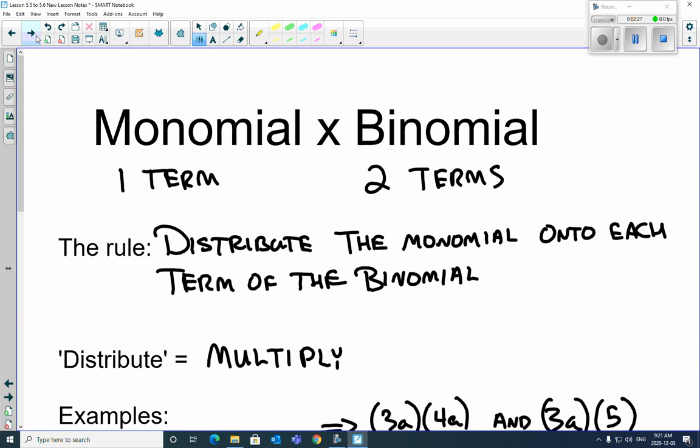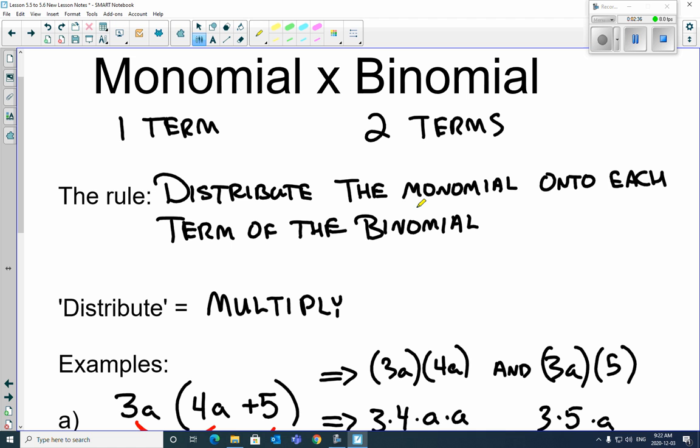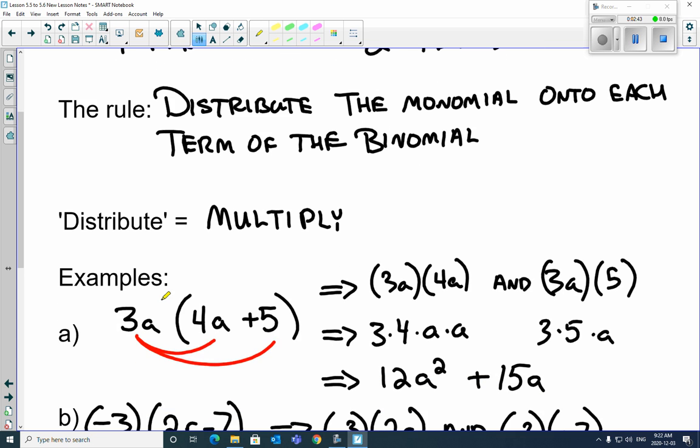Now we're going to do monomial times a binomial. And binomial is just 2 terms. Remember, they're separated by either addition or subtraction. So the rule is you distribute the monomial into each term of the binomial. So distribute means multiply, and I'll use that term a lot, distribute. Okay, so let's take a look at this one.